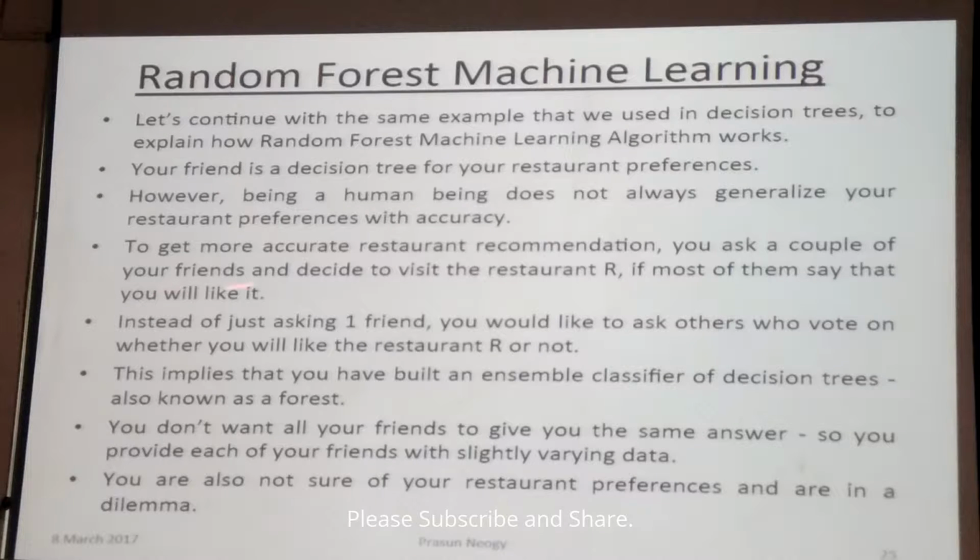So to get a more accurate recommendation, instead of just asking one friend, you ask others who vote on whether you will like a particular restaurant or not. This implies you have built an ensemble classifier of decision trees. I'm going to collect many decision trees and try to get a result. So that is what random forest basically does.